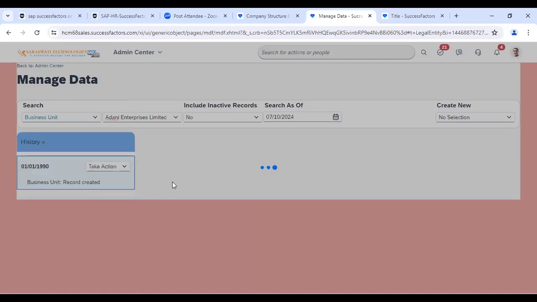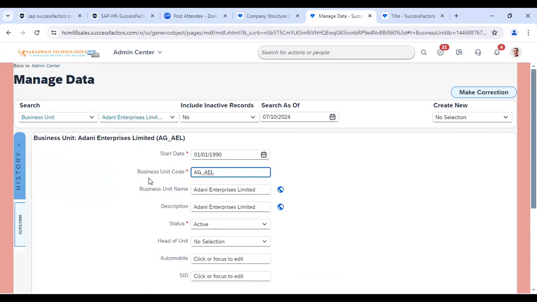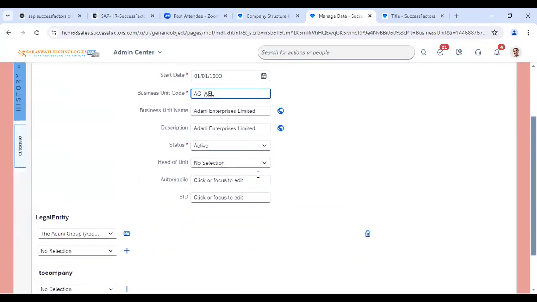This is the business unit which we have. You can see here the legal entity association. This business unit is associated to this legal entity. Now you can see from make corrections also that the status is active. You can set the head of the unit. Maybe for this business unit you have a head of the unit, so you can set it here. If nobody is sitting in this position, you will not have a head of the unit. If the company requires it, you need to make every business unit with a head of the unit, so you need to set it here.